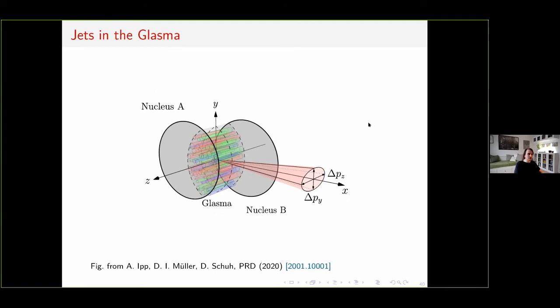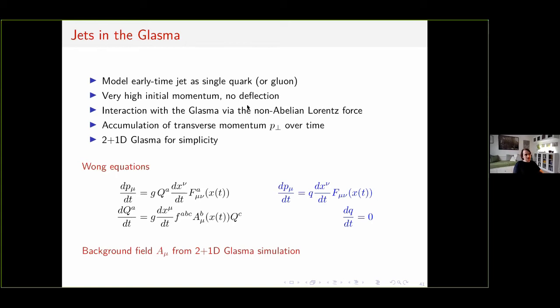And we do this computation for simplicity in the 2D Glasma because, again, 3D Glasma is computationally very demanding, and the 2D Glasma, at least now, isn't so much anymore. And what we basically want to do is solve the Wong equations. So the Wong equations are just the non-abelian generalization of the Lorentz force. So this first equation you should recognize, it's basically just a non-abelian generalization of the Lorentz force. And what's special, as I already told you earlier, is that the color charge of a particle can change over time, which it wouldn't in the abelian theory.